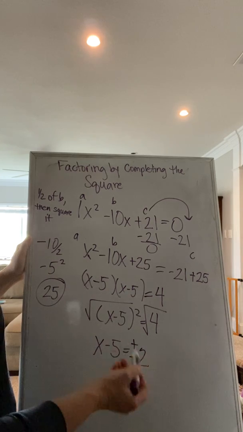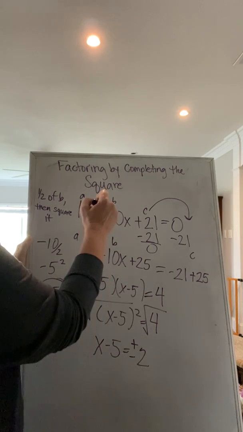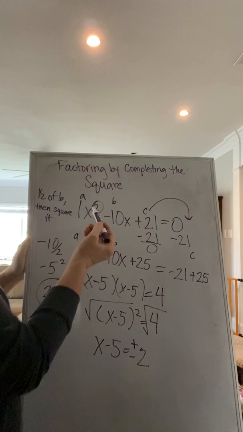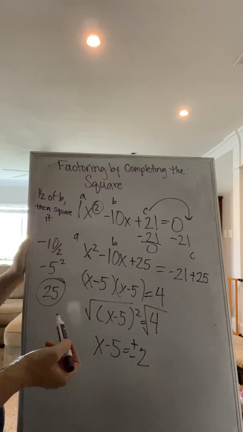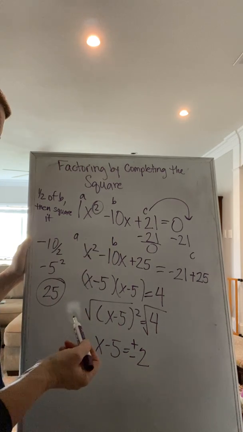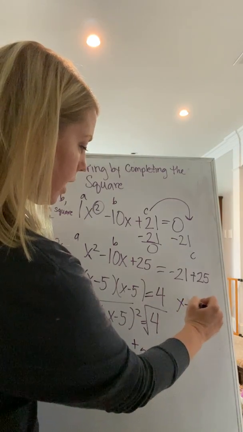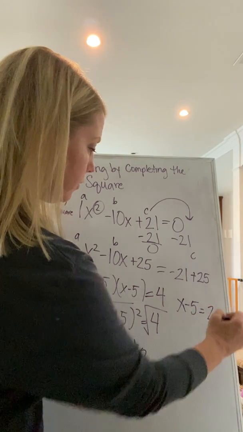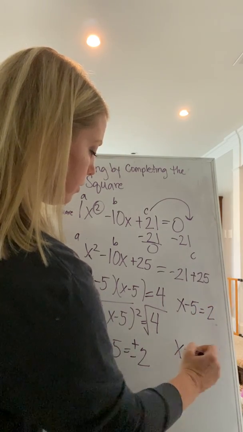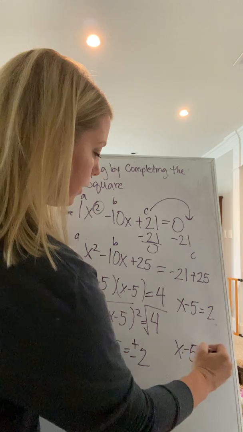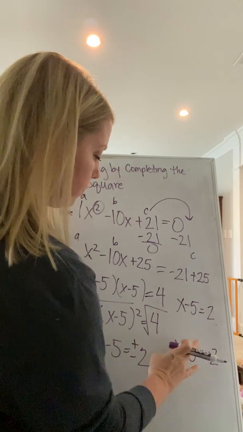And then now I'm going to have two equations to set up. Because remember, anytime you have a quadratic, this squared, you're going to have two answers. So I set up my two equations. And I'm going to do it over here. I have x minus 5 equals positive 2. And I have x minus 5 equals negative 2.